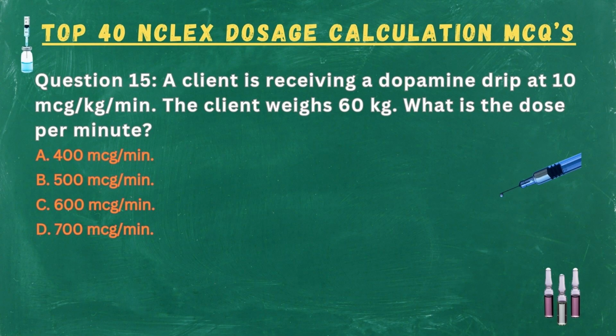Question 15. A client is receiving a dopamine drip at 10 micrograms per kilogram per minute. The client weighs 60 kilograms. What is the dose per minute? A. 400 micrograms per minute. B. 500 micrograms per minute. C. 600 micrograms per minute. D. 700 micrograms per minute. Answer: C. 600 micrograms per minute.